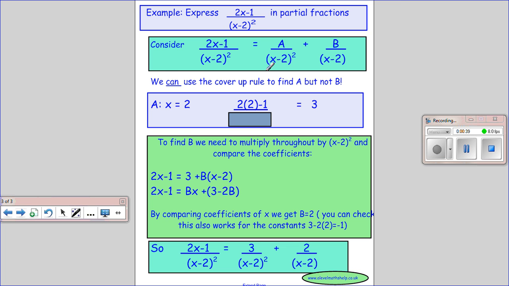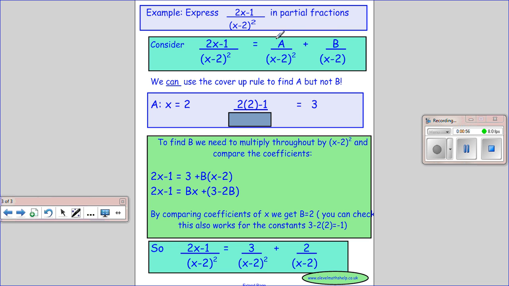Okay, so let's try this example. So we have this and we're going to split it with the squared term and just the term as the denominators, and we put A and B on top. Now we can use the cover-up rule to find A, but we can't use it to find B. So let's find A first.